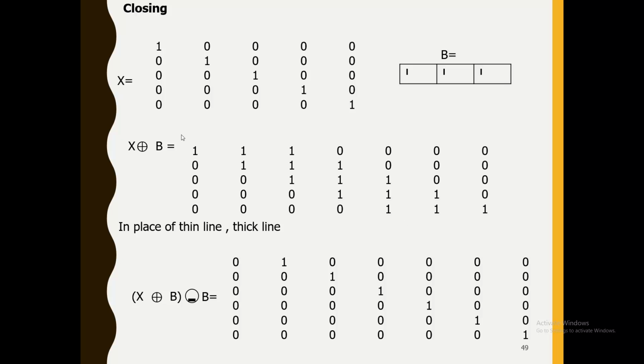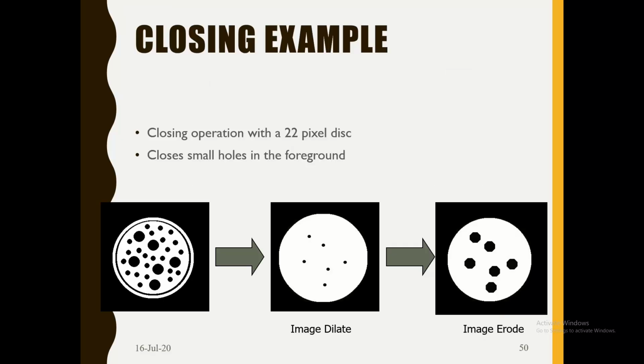So first we have to dilate. So in place of a thin line, now it becomes a thick line. You can see that for 3 pixels, there is a 1. Now we have to erode it. But after erosion, we can find out that there is only 1 here. So there is a thin line only. And this one again becomes 0. So it expands the image as compared to the opening operation.